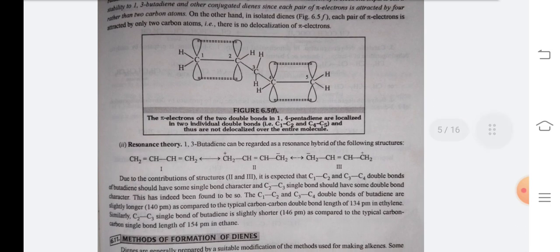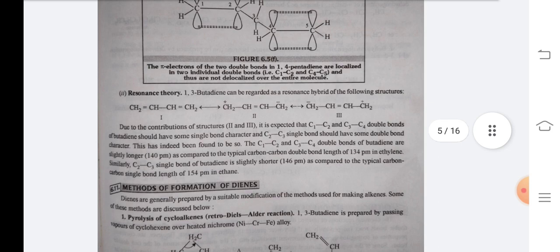Resonance theory. 1,3-butadiene can be regarded as a resonance hybrid. Due to the contribution of the second and third structures, it is expected that the C1-C2 and C3-C4 double bonds of butadiene should have some single bond character, and the C2-C3 single bond should have some double bond character. This has indeed been found to be so.